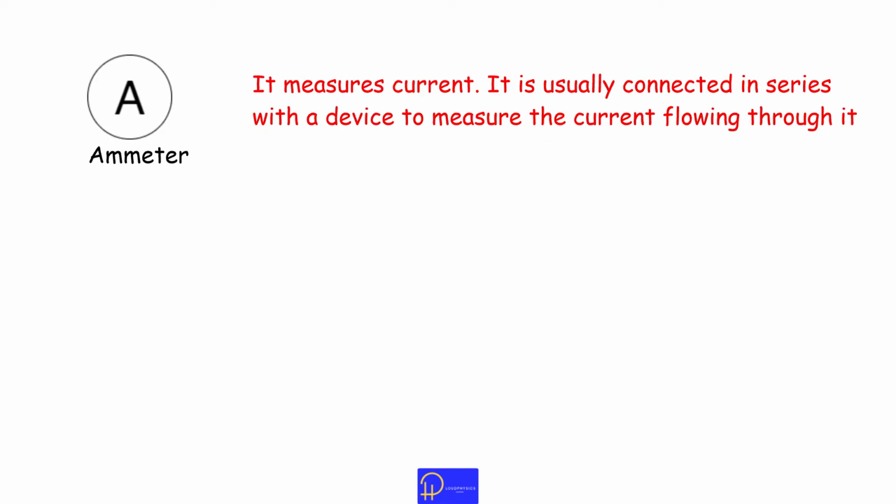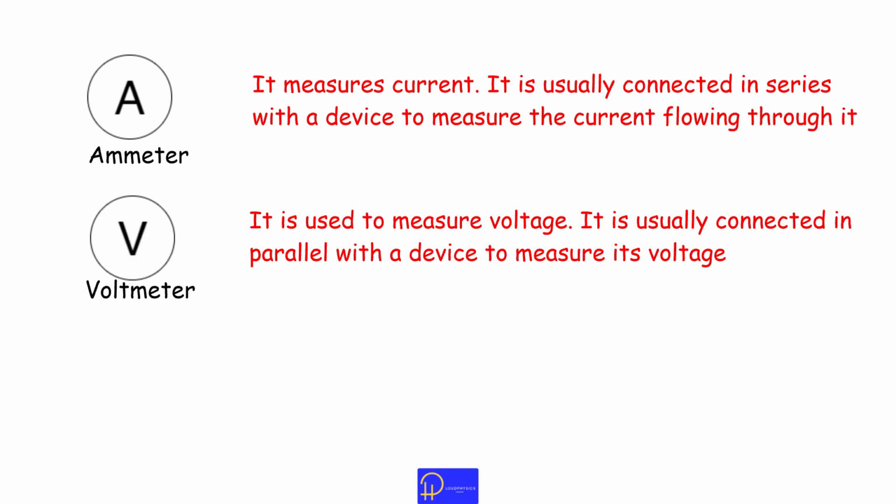The component of the circuit that is used in measuring current is the ammeter. It is usually connected in series with a device to measure the current flowing through it. The voltmeter is used to measure voltage or potential difference in a circuit. It is usually connected in parallel with a device to measure its voltage.